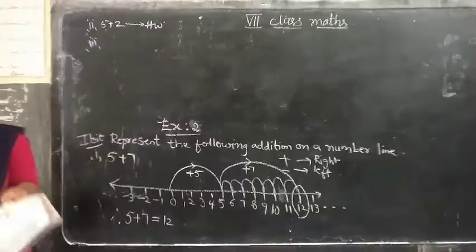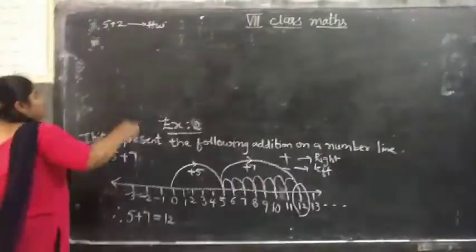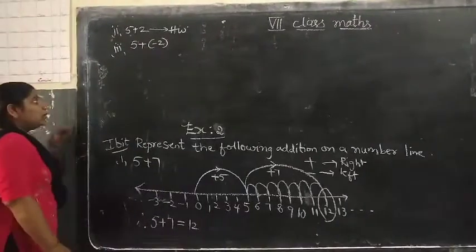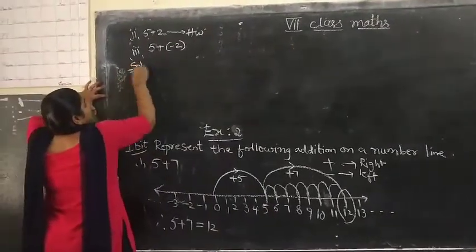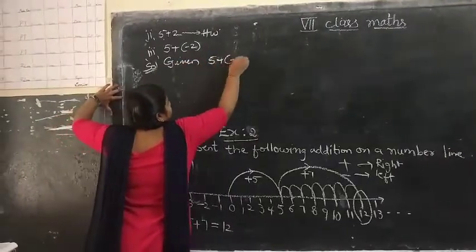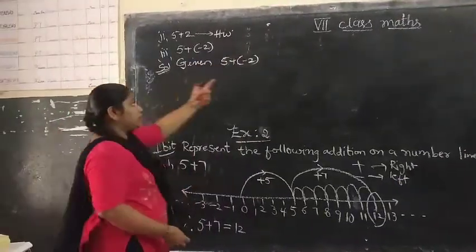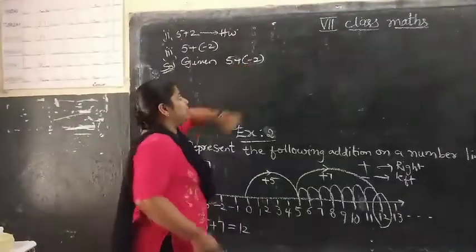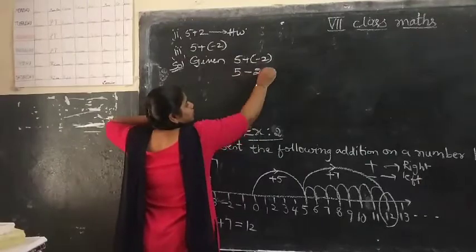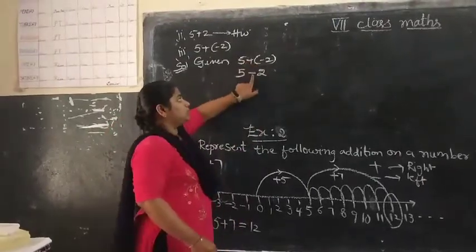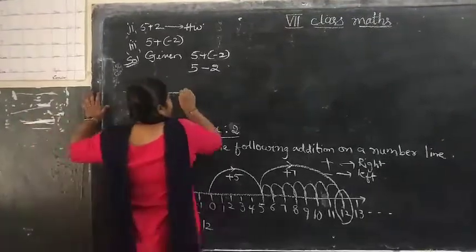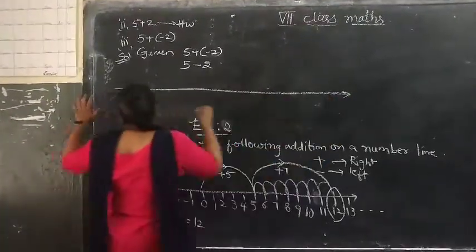Third one, 5 plus of minus 2. Given 5 plus of minus 2. Here, every time we see a double sign, convert it into a single sign. So 5 plus into minus will be minus 2. Plus into minus will be minus, and 2 I am writing like this. Now draw a number line.